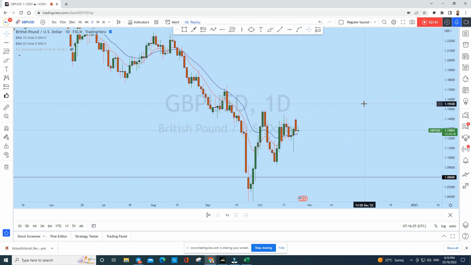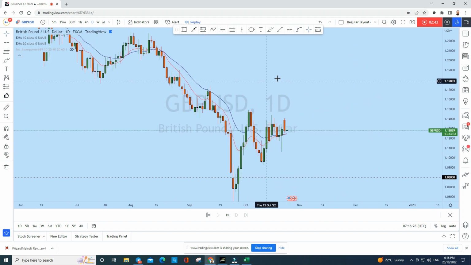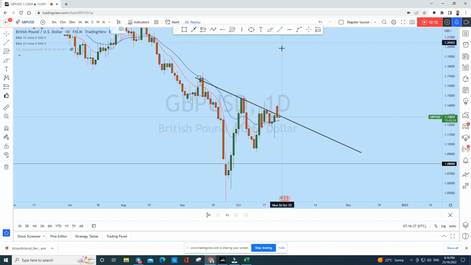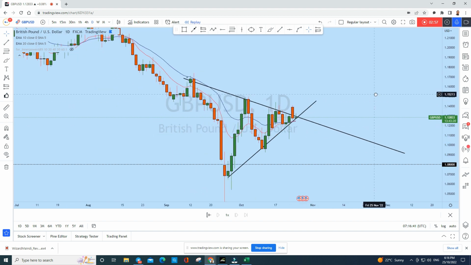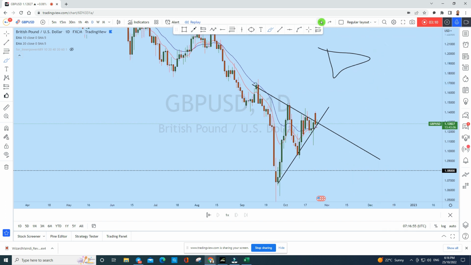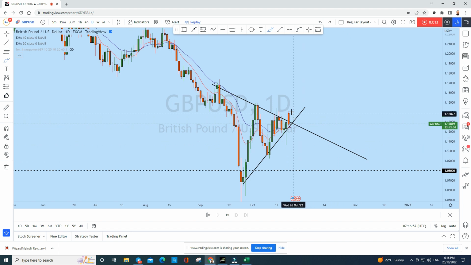Now on the daily perspective, we see that British pound US dollar has formed a price action which is very interesting. If you draw this level here, we see a nice looking triangular price action pattern that GBPUSD has created, which is in fact likely to drop or break to the downside. When you see a triangular price action in a downtrending market, you can expect the price to break to the downside as the long-term trend is down.